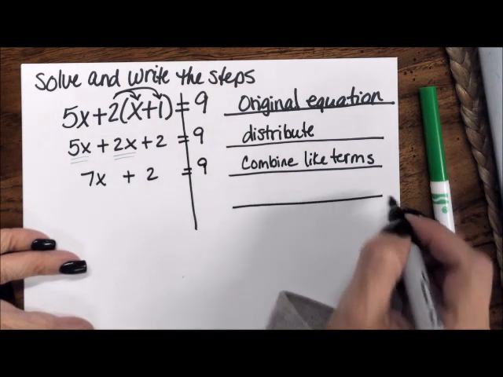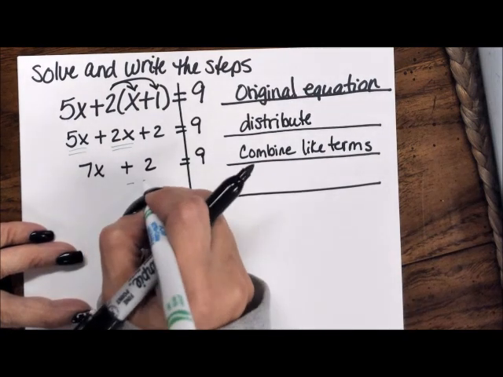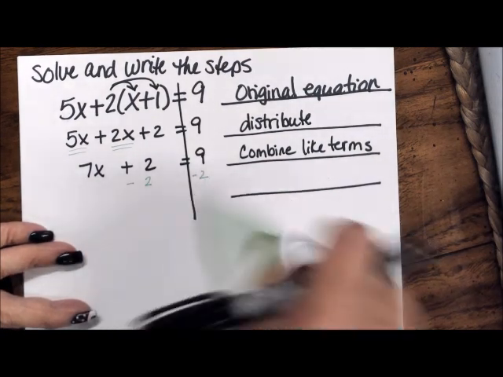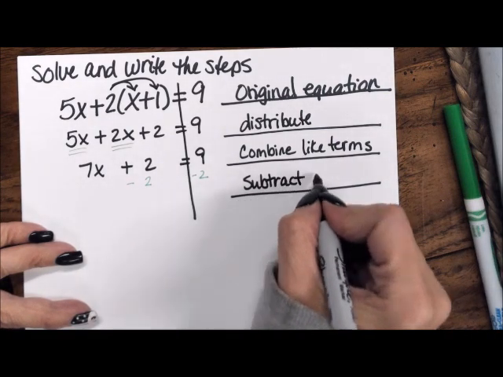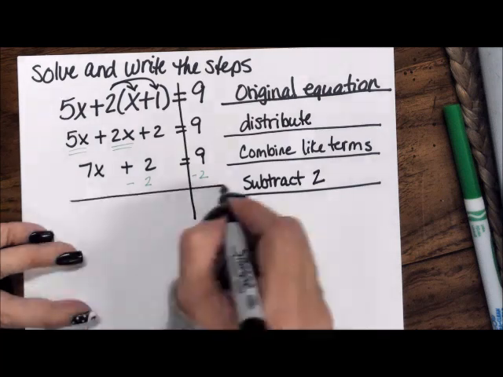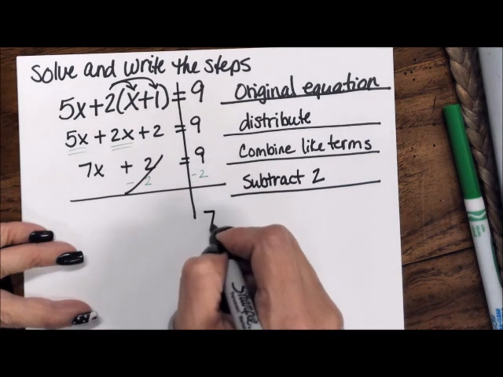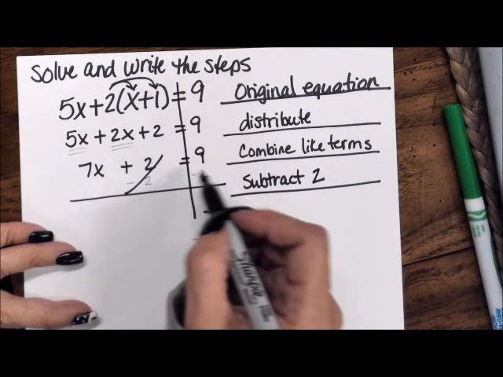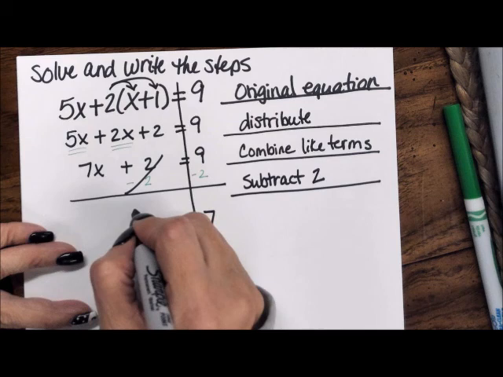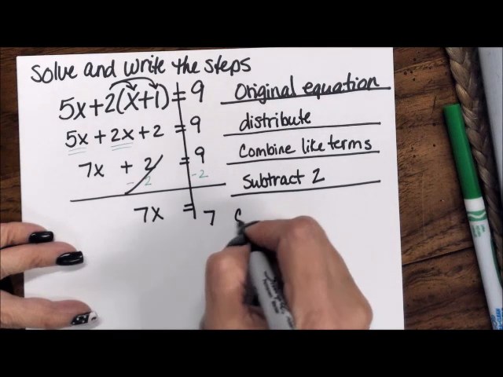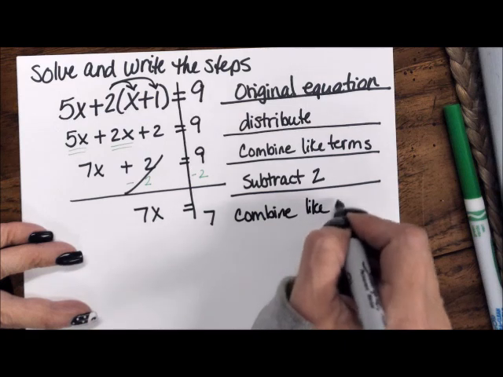All right, what should we do next? Well, I'm thinking we should probably move 2 to the other side. What did I just do? I subtracted, or subtract 2. Okay, so that cancels out, and this gives me 7. What am I doing right here when I cancel this out and make 9 minus 2, 7? Hopefully you're going, that is called combine like terms again.